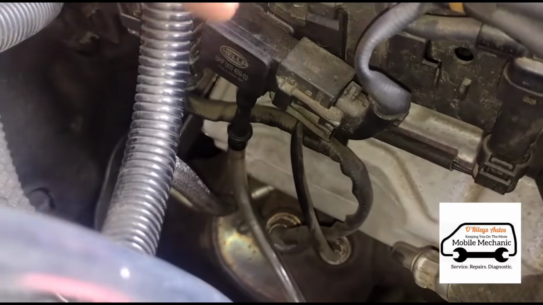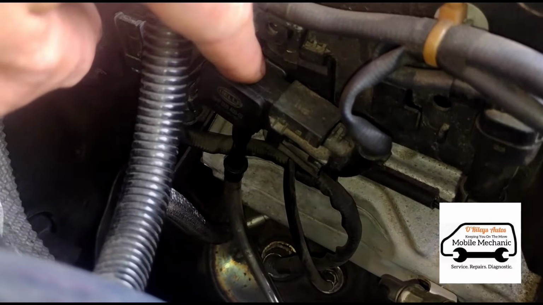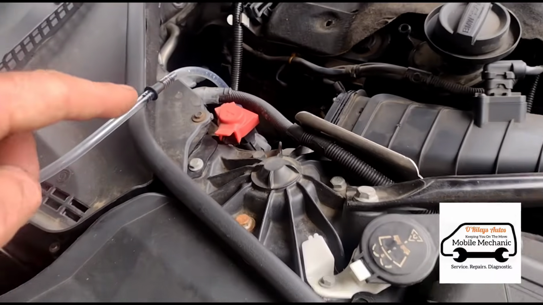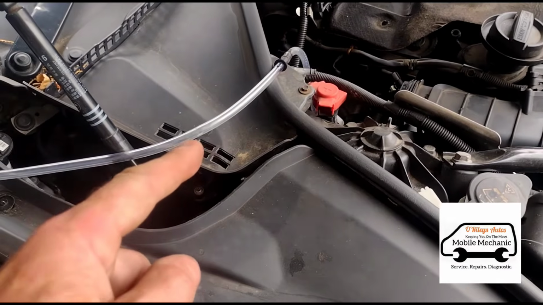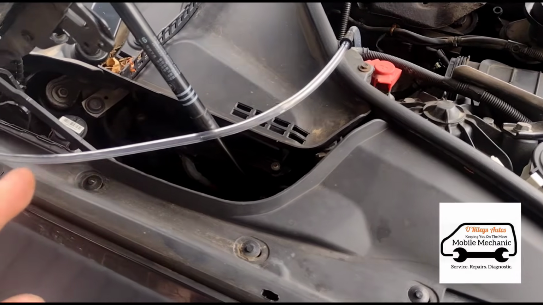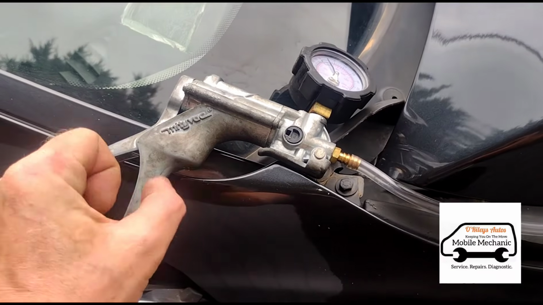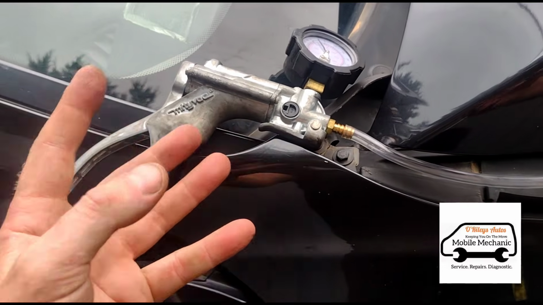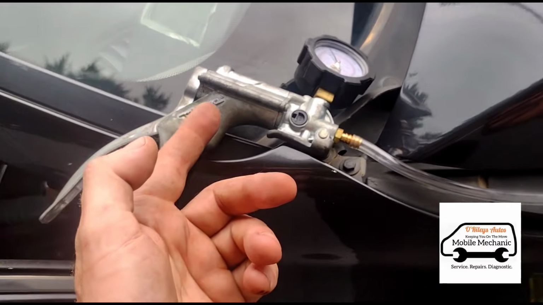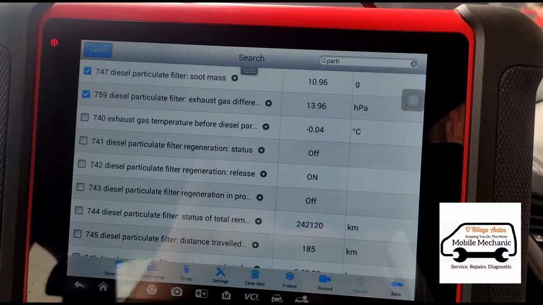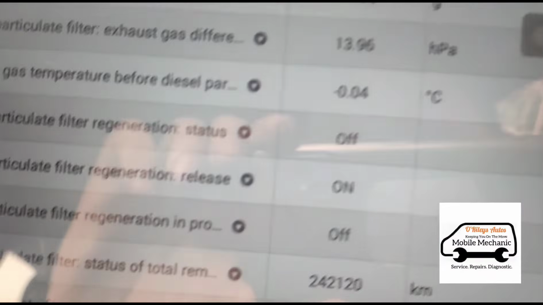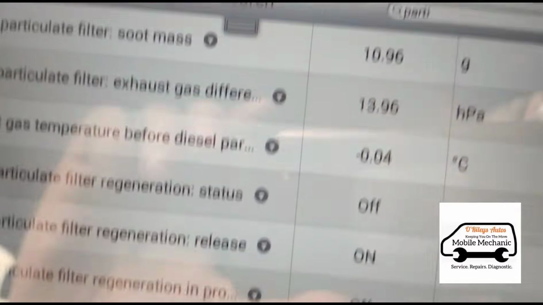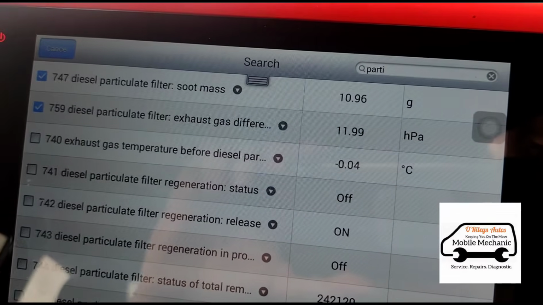Okay, so what I'm going to do here is connect up this Mityvac pressure gauge to the DPF pressure sensor, and I'm going to replicate a blocked DPF. I can do that by squeezing this and putting pressure into the sensor, which will then simulate blocked DPF readings on the diagnostic system. So I have the vehicle running now, and I'm going to accelerate it while I'm putting pressure on the Mityvac, and we can read the DPF pressure sensor.